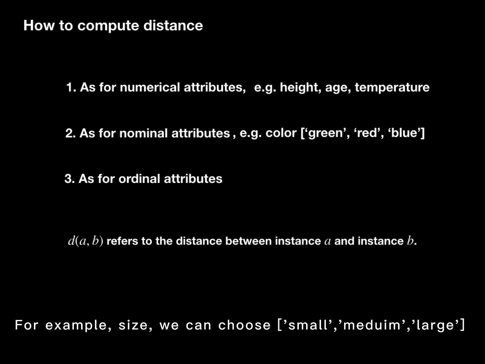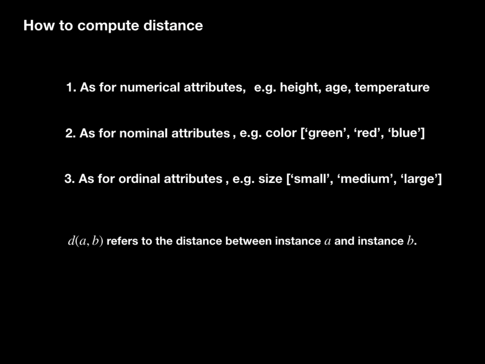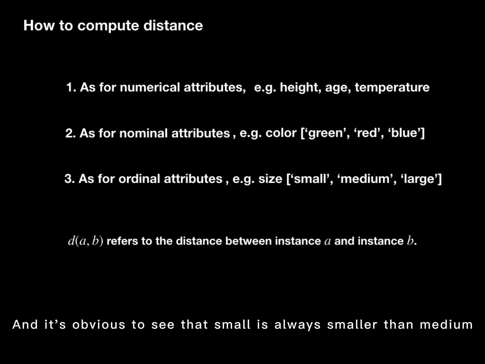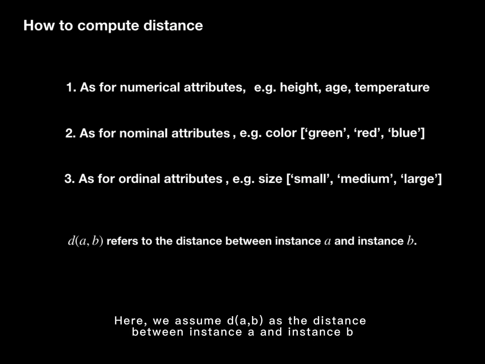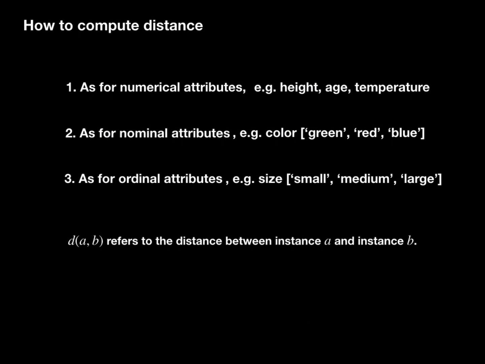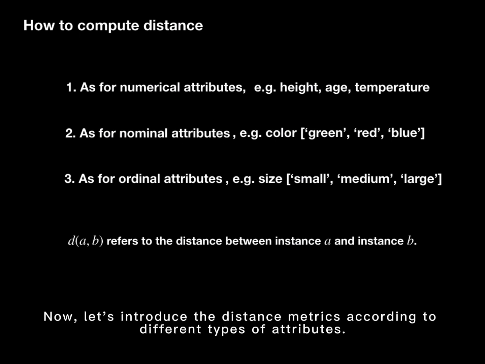For example, size. It can be small, medium, and large. And it's obvious to see that small is always smaller than medium, and medium is always smaller than large. So they can be sorted. Here, we assume DAB as the distance between instance A and instance B. For now, let's introduce the distance metrics according to different types of attributes.